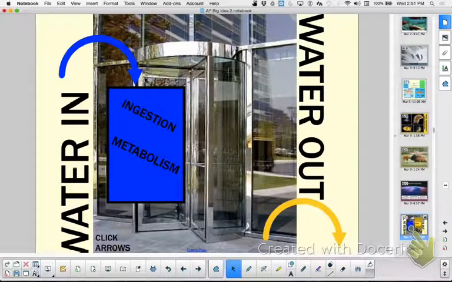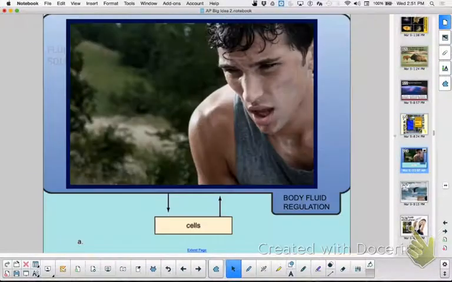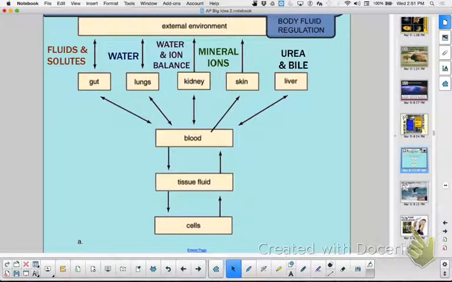Okay. How does water go out? Okay, evaporation from our skin, from our lungs, feces, and excretion are all ways that we could lose water. But we went over that already. Cells, body fluid regulation. It's just talking about all the different ways that we could gain or lose fluids. So we look at our cells. Our cells are surrounded by our tissue fluid, so there's exchange there. And then our tissue fluid is going to exchange with our blood at the what? Capillaries, right? And then the capillaries, as they move through these different systems, different things can happen.